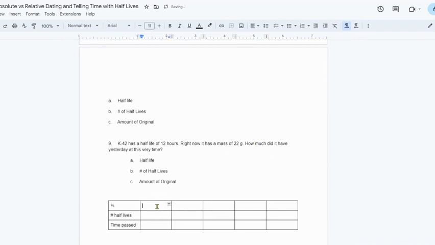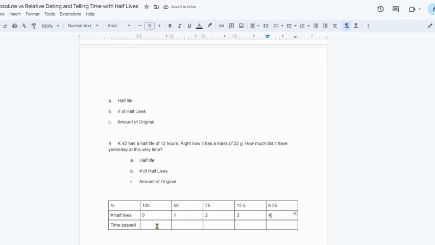All right, so percent, I start out with 100. Then I go down to 50%, 25%. What I'm doing is I'm cutting this in half every time. 25 goes down to 12.5, goes down to 6.25%. How many half-lives has it been through if I have 100%? 0. One half-life, two half-life, three half-life, four half-life.